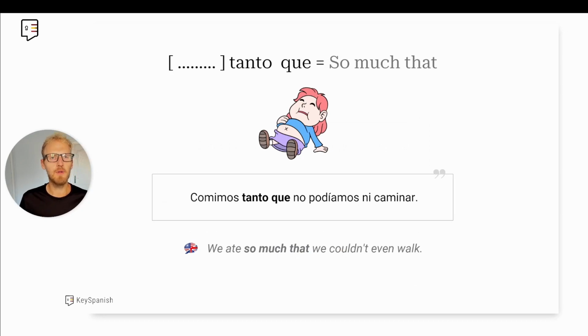And you can also follow this with que, tanto que, when you use a verb. And it's like in English saying so much that. So comimos tanto, again, we are talking about eating too much all the time. Because I know it's something close to me, I like to eat. So comimos tanto que no podíamos ni caminar. We ate so much that we couldn't even walk. Okay? So verbo tanto que would be so much that.